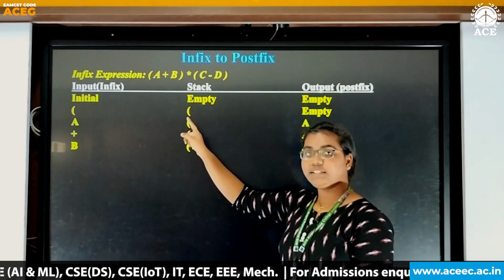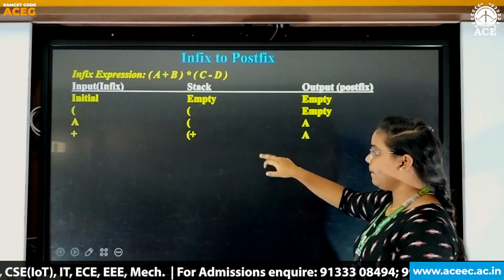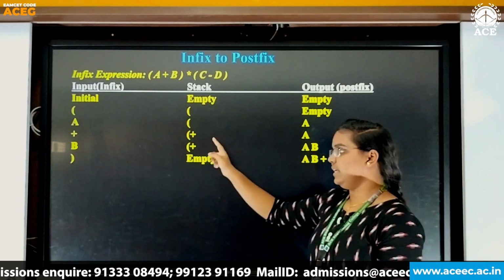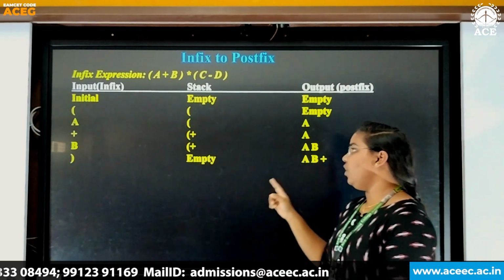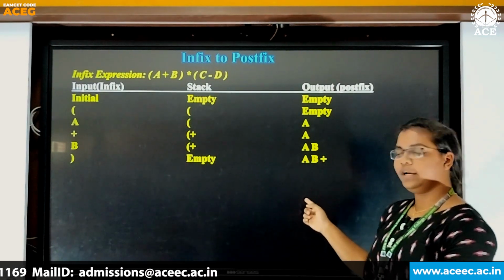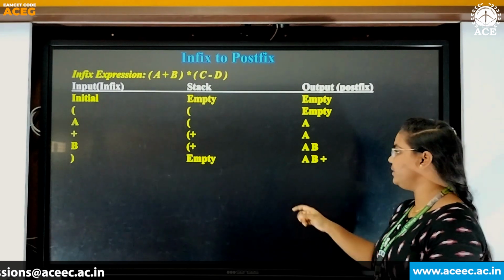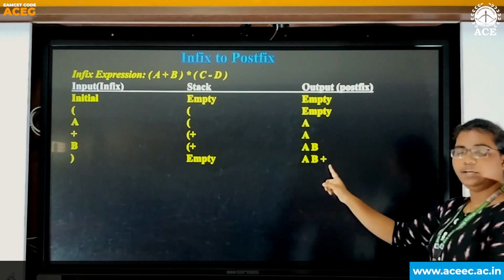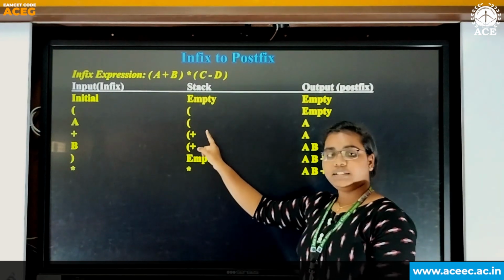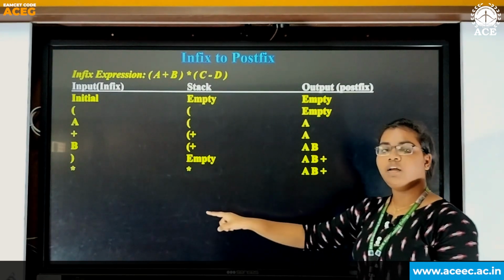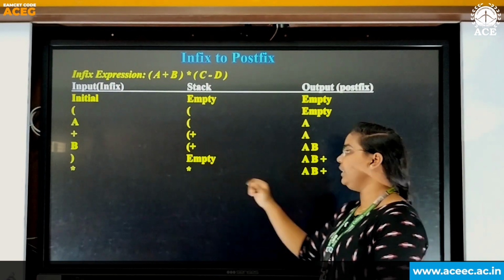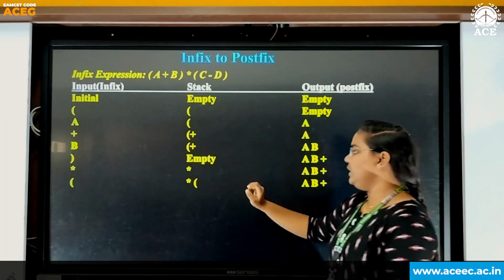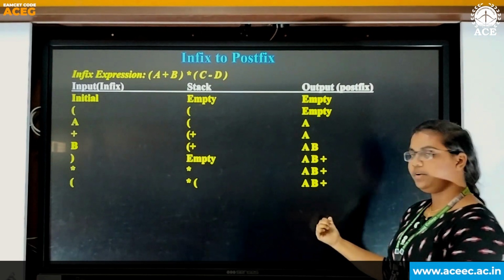The next symbol is a right parenthesis. As we know, when the right parenthesis occurs, all the elements in the stack are popped until the left parenthesis occurs. So the stack is empty and the plus is printed into the output. The next symbol is the operator into, which is directly pushed into the stack, and the output remains the same. The next reading symbol is a left parenthesis, which is directly pushed into the stack, and the output remains the same.